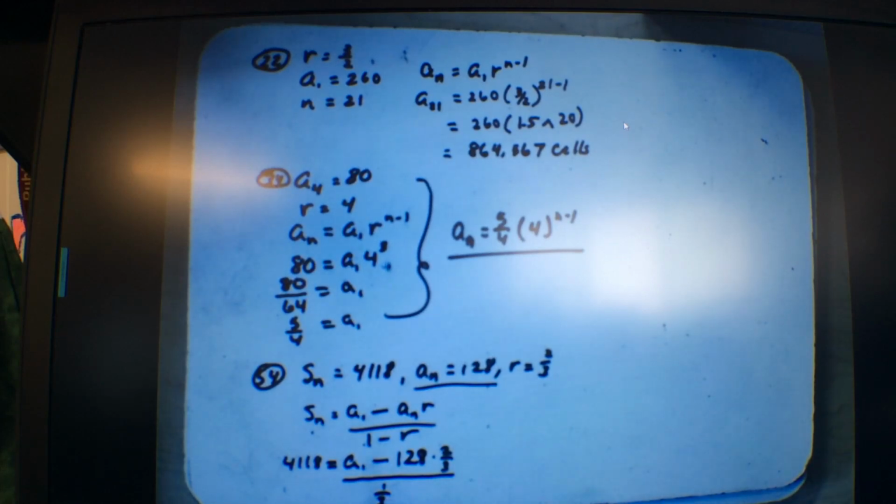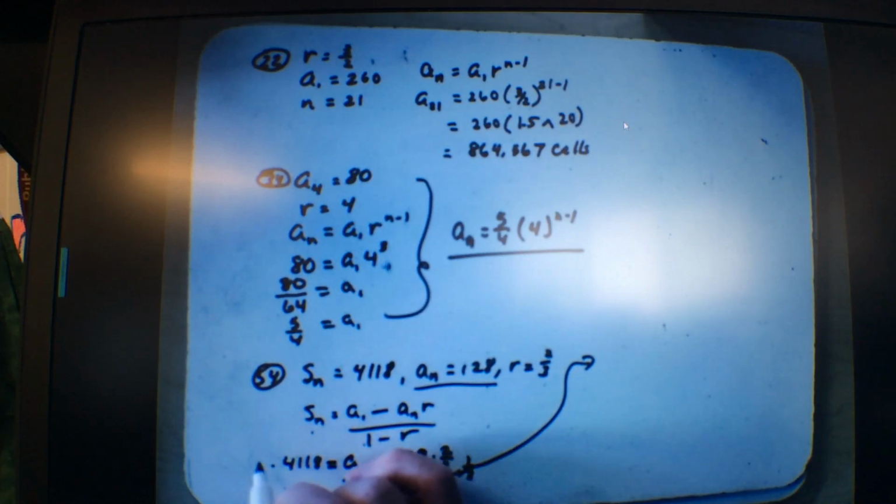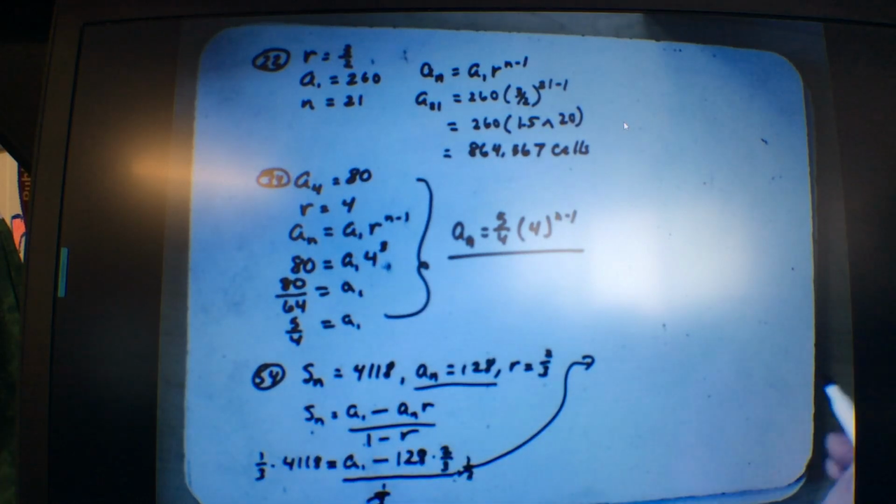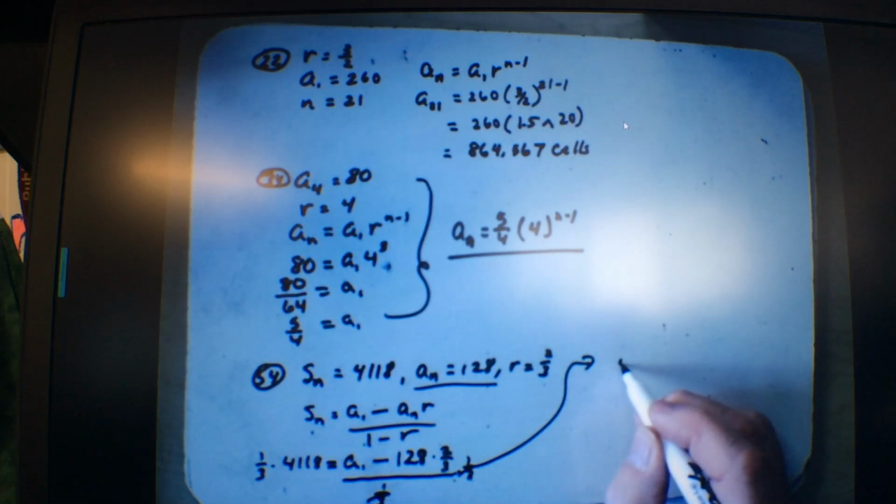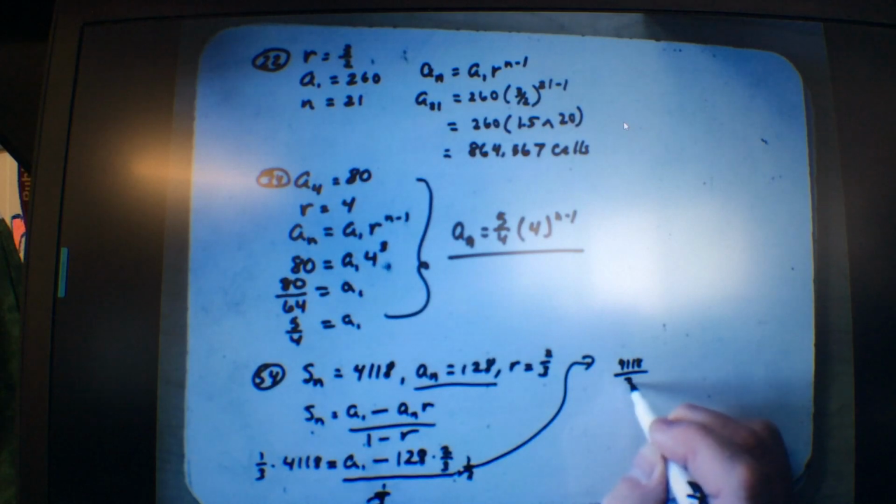Okay, guys. Now, to get rid of this 1/3, we're going to multiply both sides by 1/3. Because you're dividing by the whole fraction. You're not trying to get rid of a fraction. We're going to multiply by 1/3. It cancels here. We're going to multiply this by 1/3. Is 4,118 divisible by 3? It's not, is it? No. Well, let's just leave it as 4,118 divided by 3.